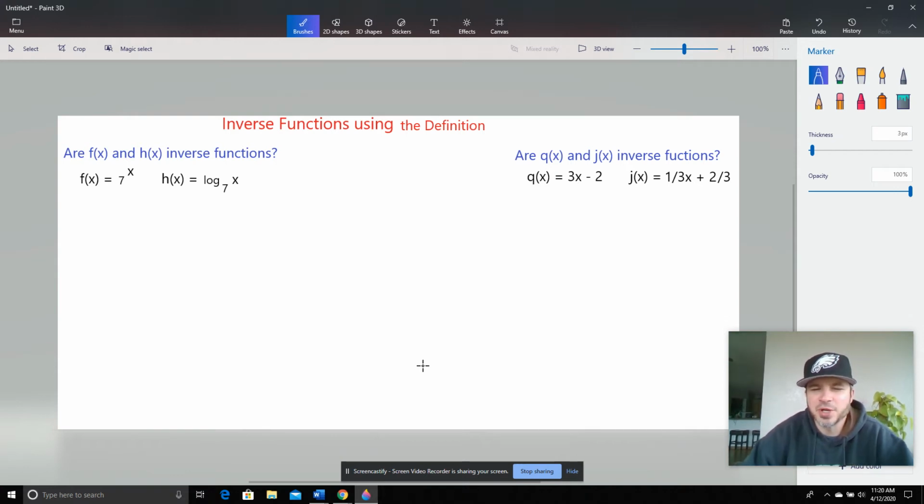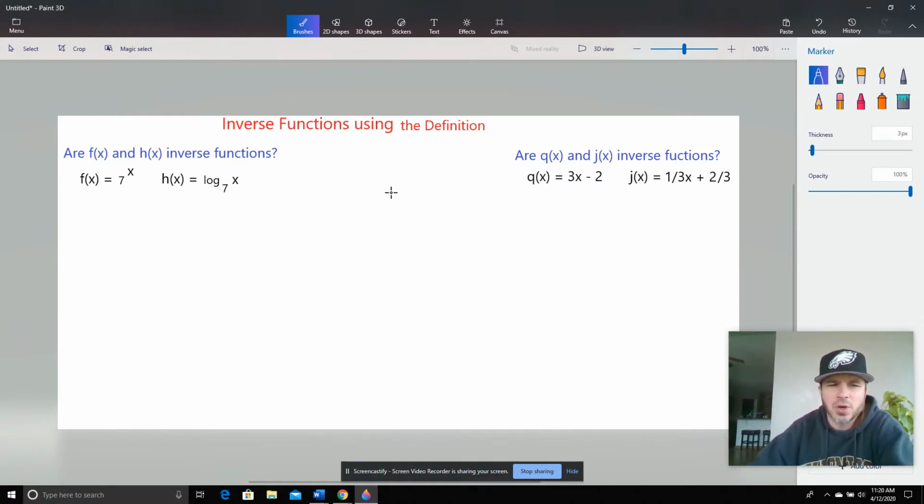Hello, college algebra. So here we are with inverse functions again. This time we're going to prove it with the definition, okay? What we've talked about before is that all it is to be an inverse function is to switch the x and the y variable, right?